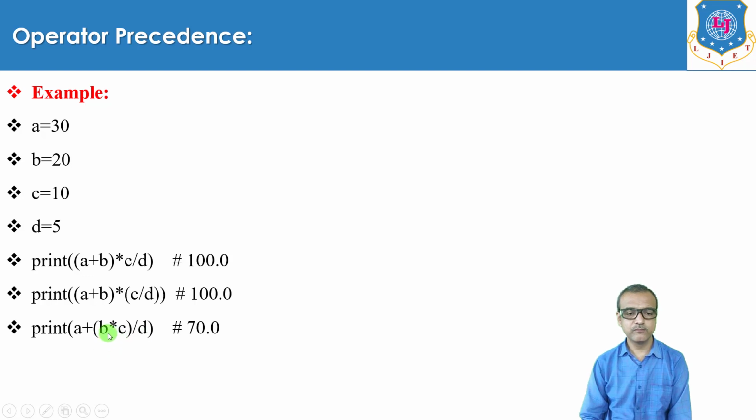So first of all, B into C will be evaluated, then divide the result by D, and then after that we have to add the result to A. So B into C, 20 into 10, that is 200. Now divide 200 by 5, it will give you 40. Now add 40 to A, that is 30. So 40 plus 30, that is 70.0. This is how operator precedence works.